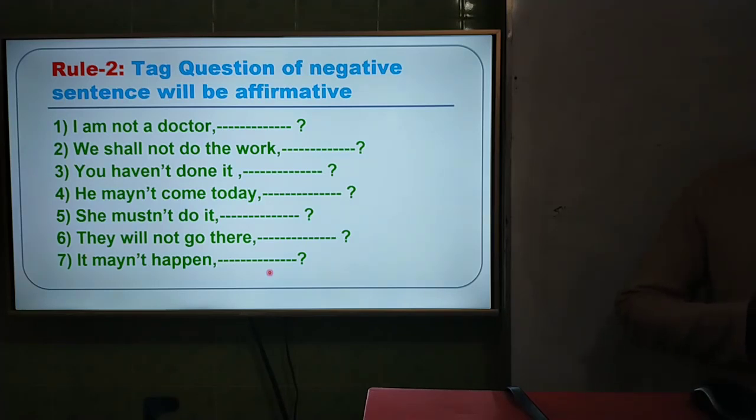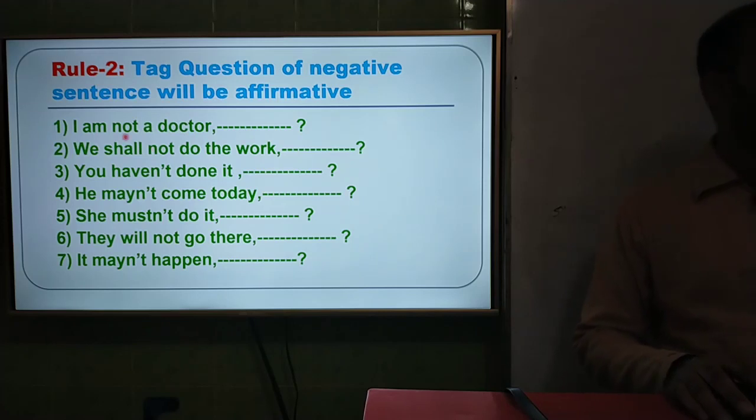So dear students, I am going to discuss this rule. The first one is: I am not a doctor. This is a negative sentence, so the tag question will be affirmative. Here the operator is am, so we have to use this am to make the tag question. So the tag question will be: am I.